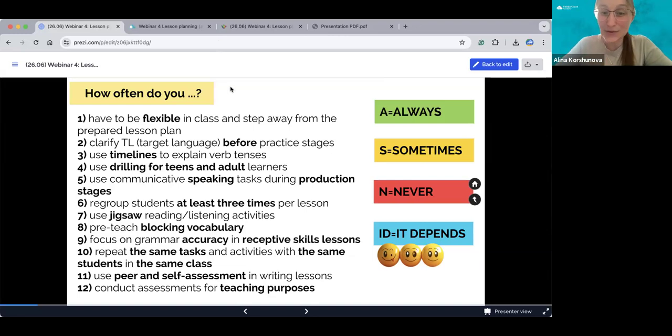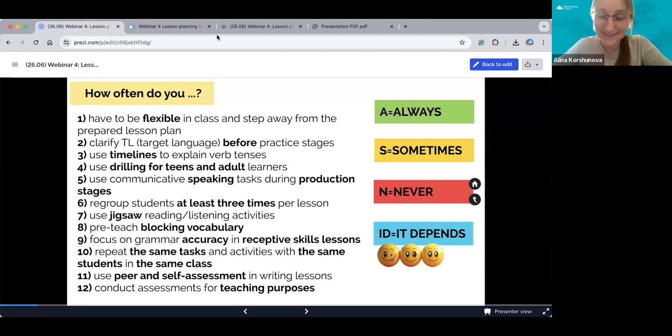Okay, always. Wow, Irina, that's great that you can do that. I believe it might be difficult for new teachers to be flexible in any type of lesson with any students. But if you're an experienced teacher and you have enough confidence, it's great that you can do that. Okay, let's go next. How often do you clarify target language, either grammar or vocabulary, before practice stages? How often do you clarify grammar or vocabulary before you give some practice to your students?